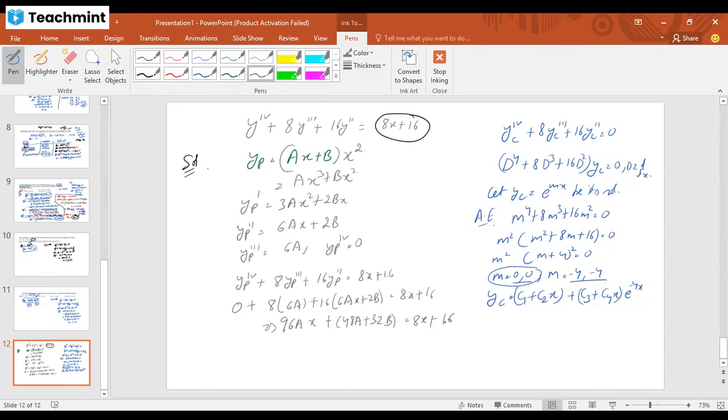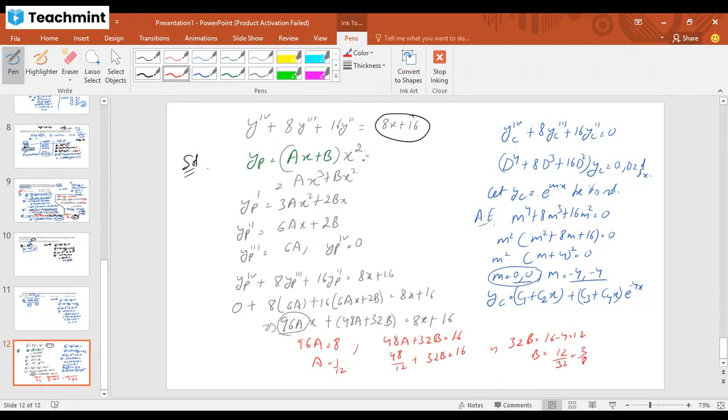So you can see here, the left hand side is a linear polynomial, and the right hand side is also a linear polynomial. So by comparing like terms, you can get the values of a and b. So 96a equal to 8 and 48a plus 32b equal to 16. So a is 1 by 12, so 48 by 12 plus 32b equal to 16. So 32b equal to 16 minus 4, that is 12. The value of b is 12 by 32, that is 3 by 8.